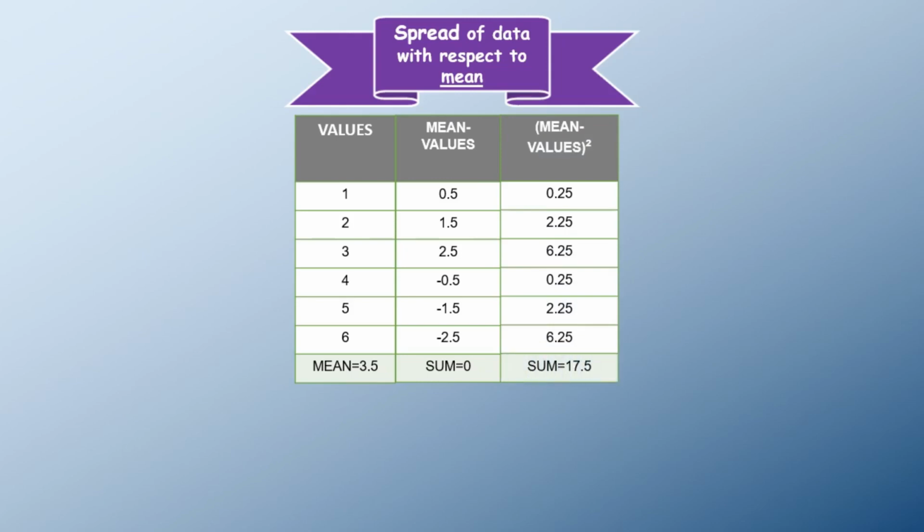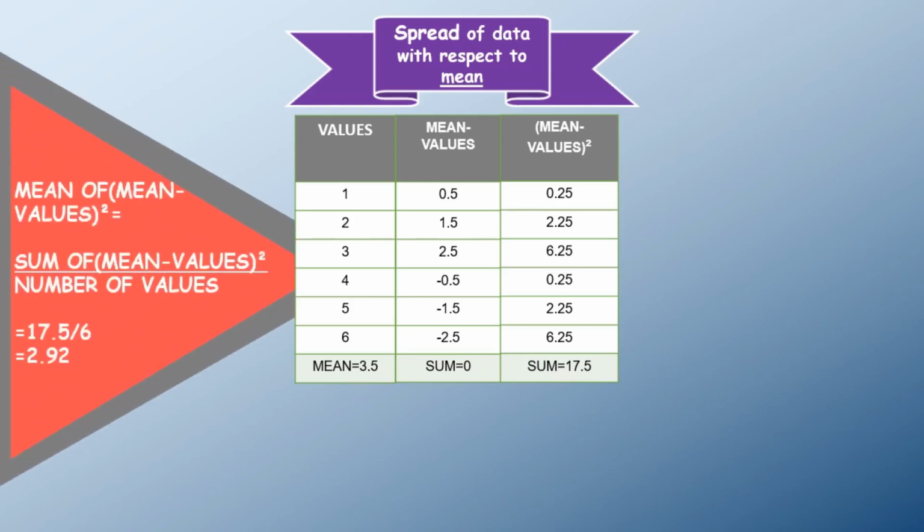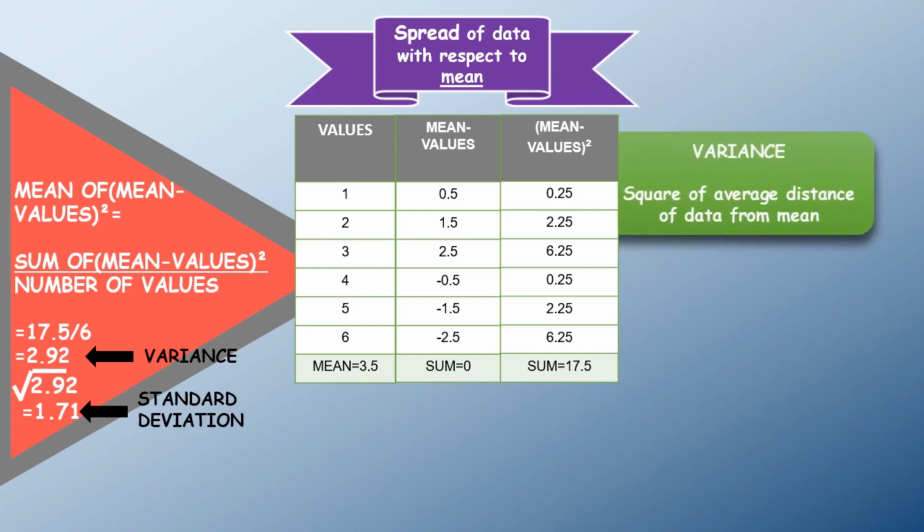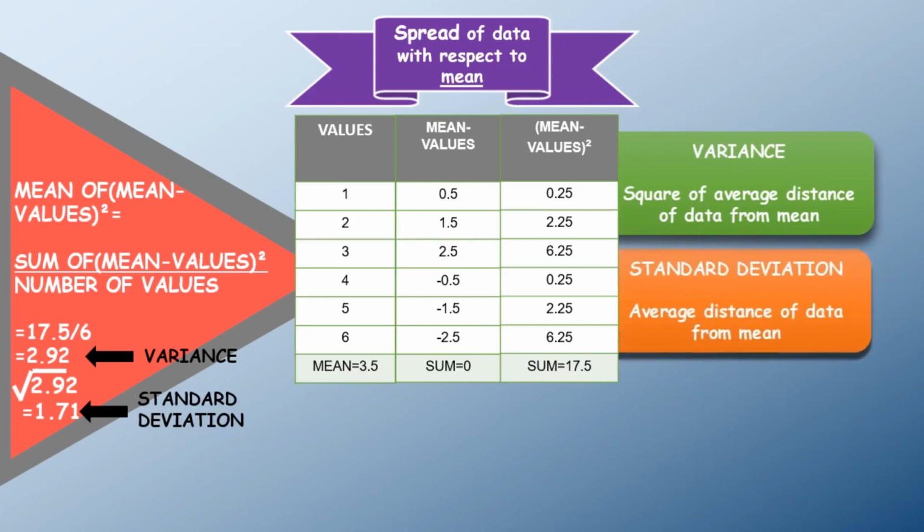of those values. So what we will do is take the mean of the values by summing them up and dividing by the number of values. This will give me the variance. And if I take the square root of the variance, it will give me the standard deviation. So variance is the square of the average distance of data from the mean, whereas standard deviation is the average distance of data from the mean. Here we are taking a square root because previously we squared the values.